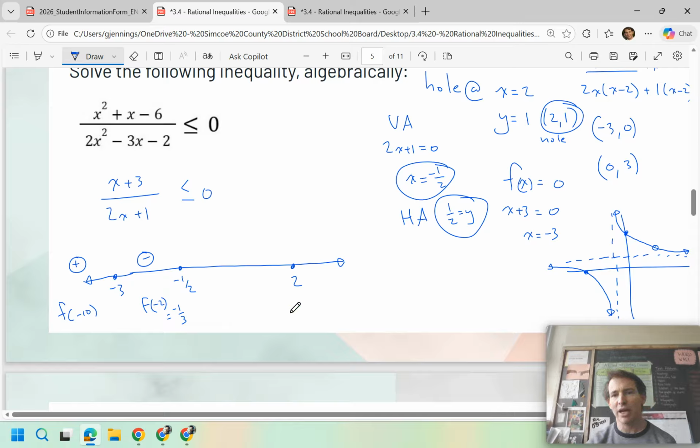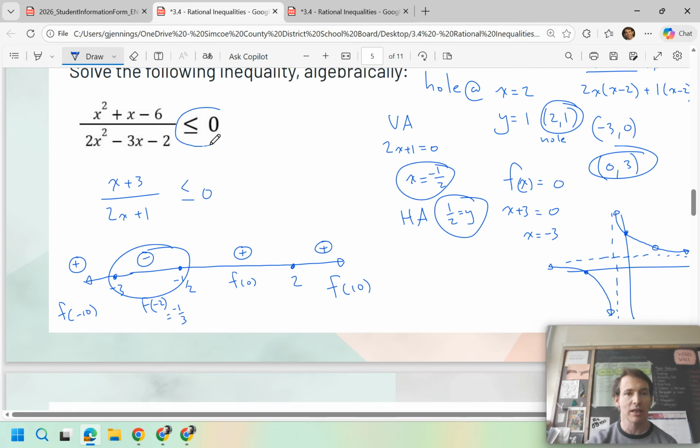And then between minus 1/2 and 2, let's try f at 0. We already have that point. It's 3, so that's positive. And then after the hole, let's test f at 10. That gives us 13 divided by 21. Ooh, Fibonacci. And that's also positive. So the range we're looking for is this one, because that's where it's less than or equal to 0. So we would say our range is minus 3 to minus 1/2, not inclusive. That's how you do it algebraically.